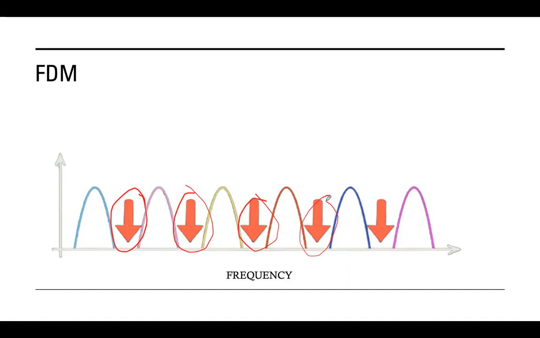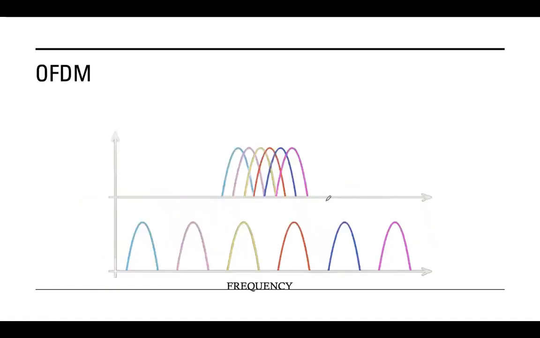In order to avoid this, we go for a new technique called OFDM. OFDM is nothing but orthogonal frequency division multiplexing. This is an example of OFDM. Here, we can see that there are no guard bands and the signals overlap with each other.